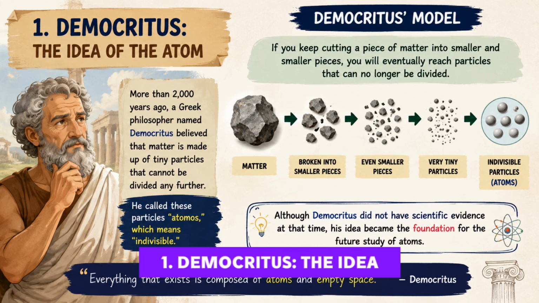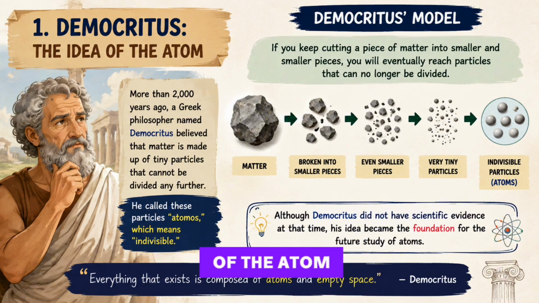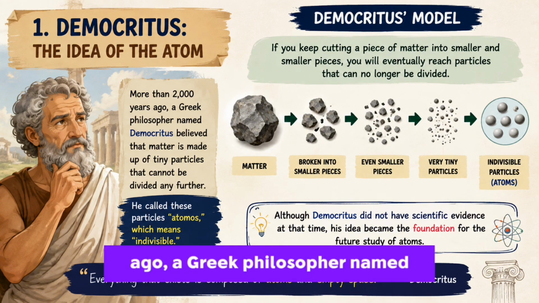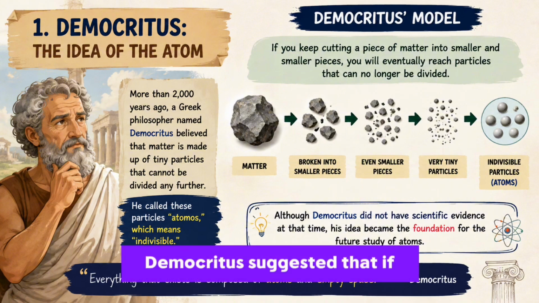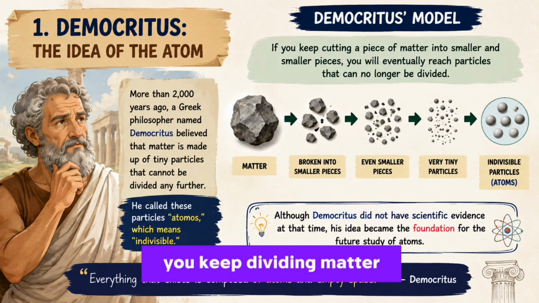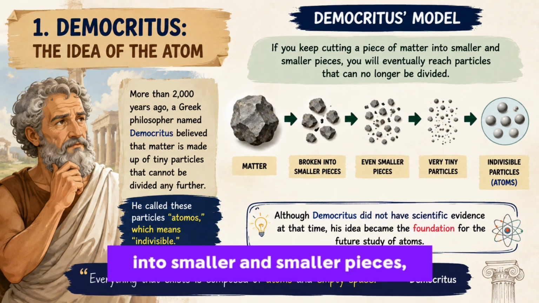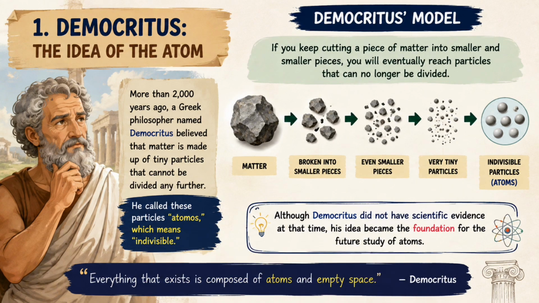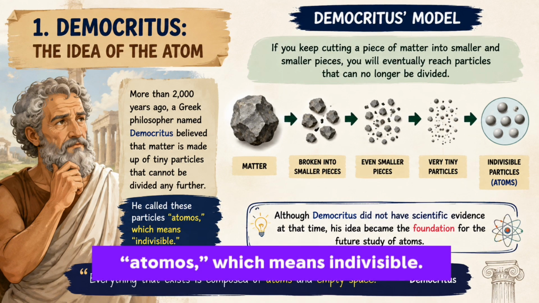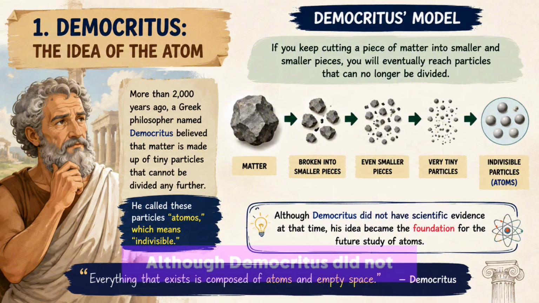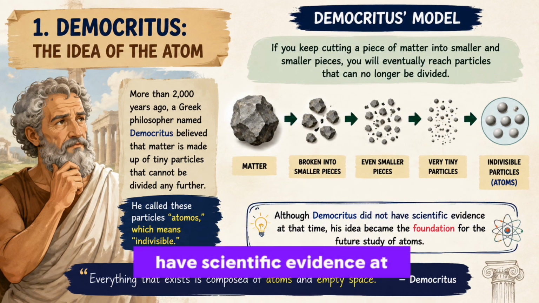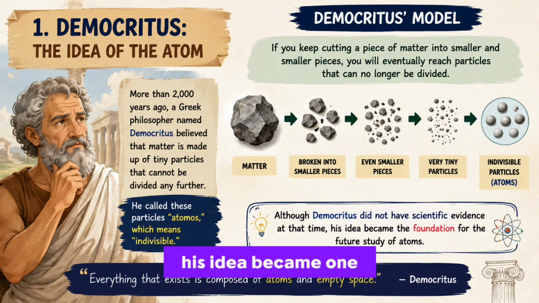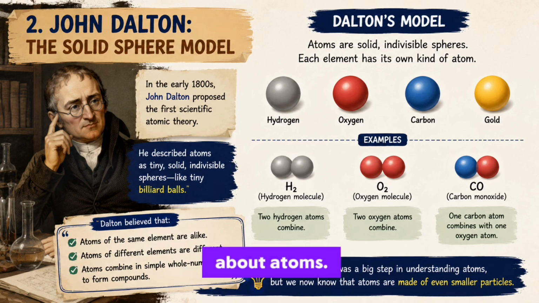1. Democritus, the idea of the atom. More than 2,000 years ago, a Greek philosopher named Democritus suggested that if you keep dividing matter into smaller and smaller pieces, eventually you will reach a tiny particle that can no longer be divided. He called these particles atomos, which means indivisible. Although Democritus did not have scientific evidence at that time, his idea became one of the earliest concepts about atoms.